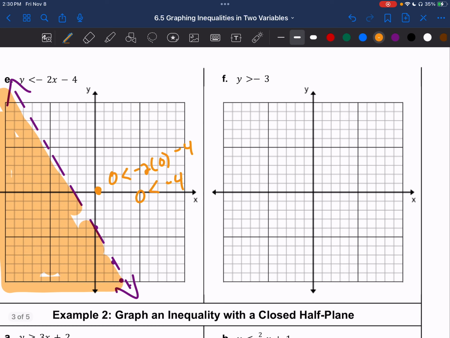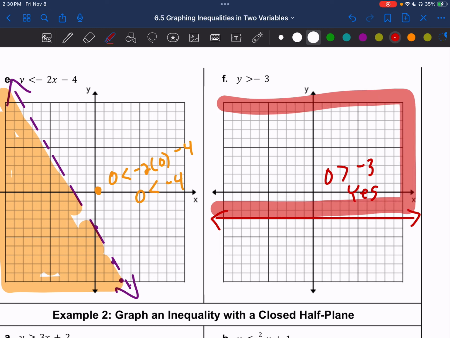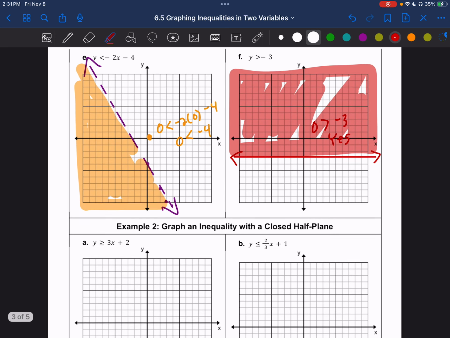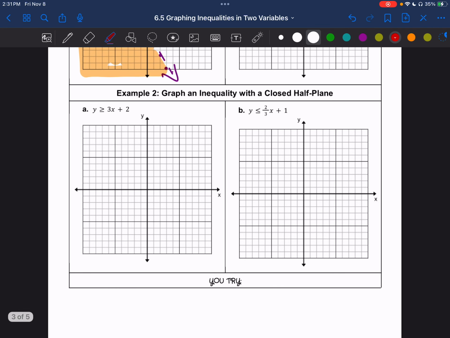All right, letter F. Y is greater than -3, so it's a horizontal line at -3. And if I substitute in 0, is 0 greater than -3? Yes. So we are going to shade the same side that the test point is on. Okay? Now, we're going to go on to graphing inequalities with closed half planes. These are going to be ones that have a solid line instead of a dashed line.